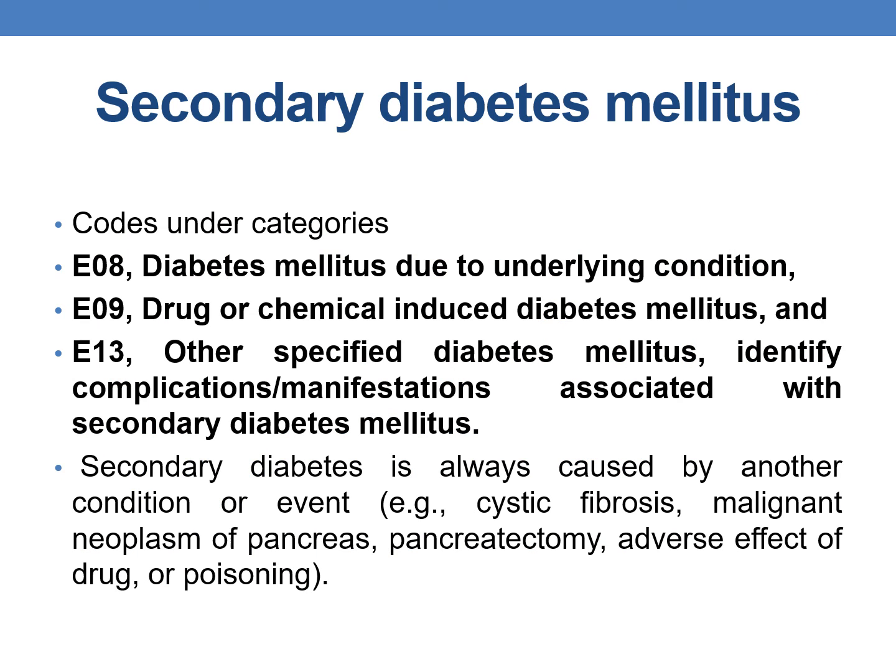Now finally coming to secondary diabetes mellitus. The codes under the categories E08, diabetes mellitus due to underlying condition, E09, drug or chemical induced diabetes mellitus, and E13, other specified diabetes mellitus, identify complications or manifestations associated with secondary diabetes mellitus. As the name indicates, secondary diabetes mellitus is always caused by another condition or event. A condition can be cystic fibrosis or malignant neoplasm of pancreas. An event can be pancreatectomy, adverse effect or poisoning. It can always be caused by another condition or event.